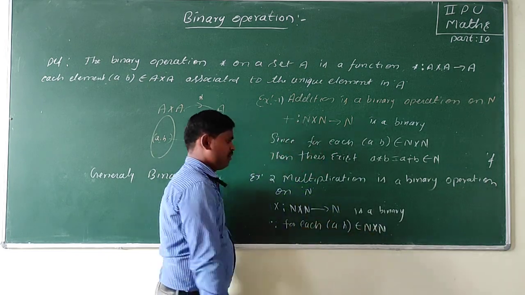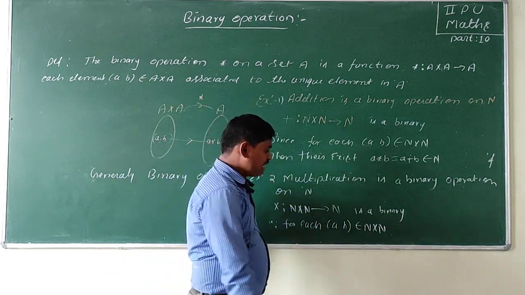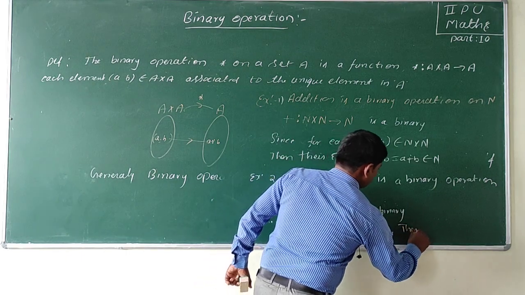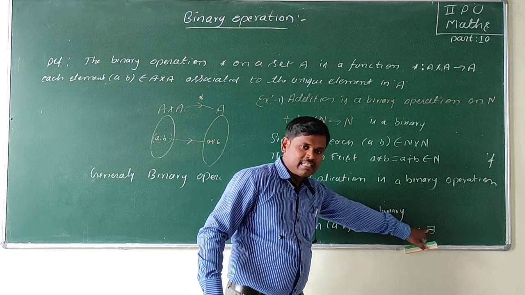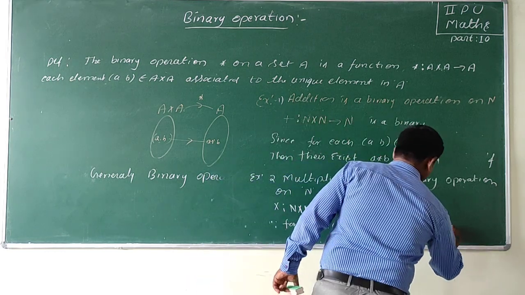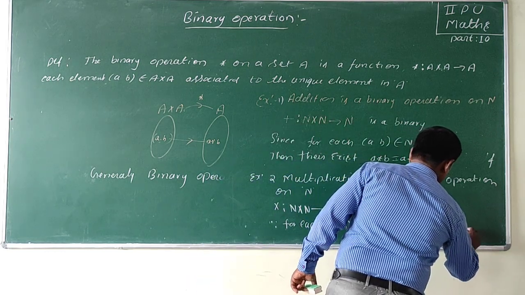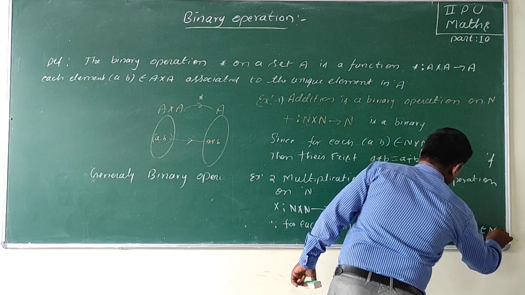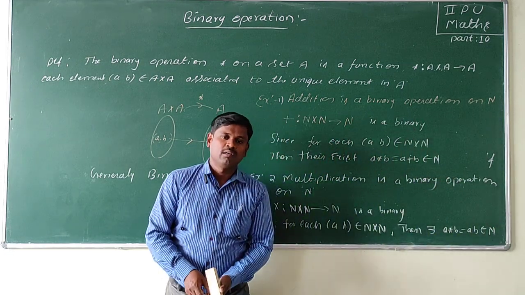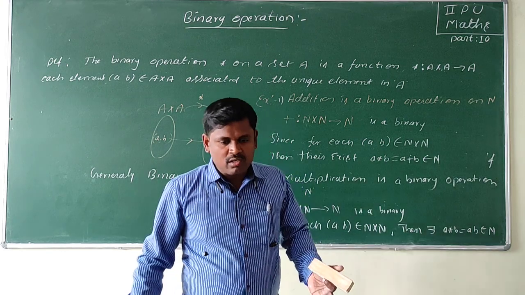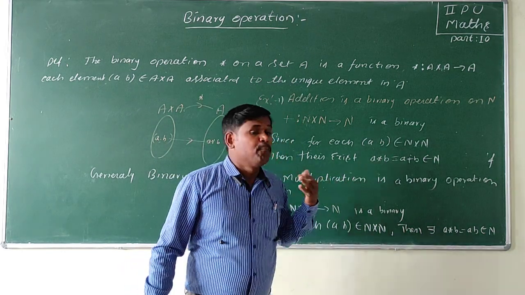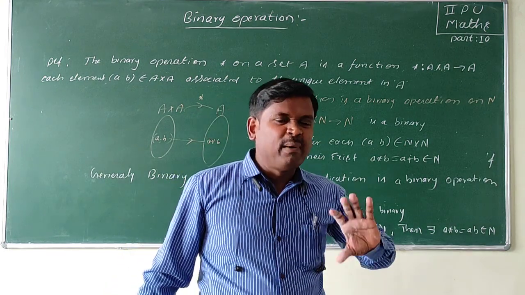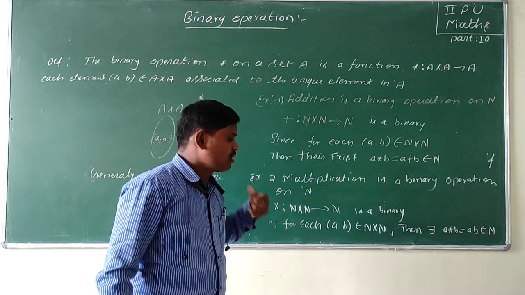for each (a, b) belongs to N cross N, there exists, symbolically stated, a star b equal to a into b. This is also a natural number. It means multiplication between two natural numbers is also a natural number. So therefore, multiplication is a binary operation on natural numbers.